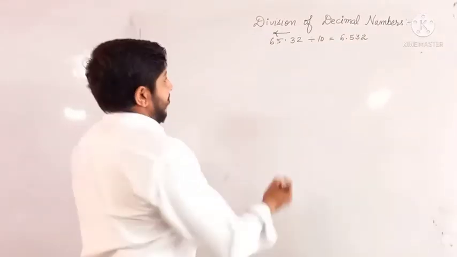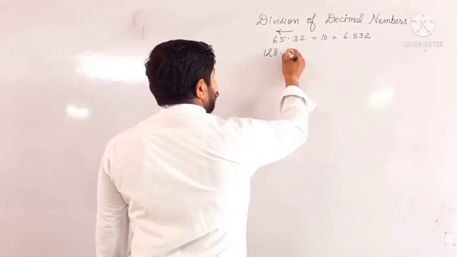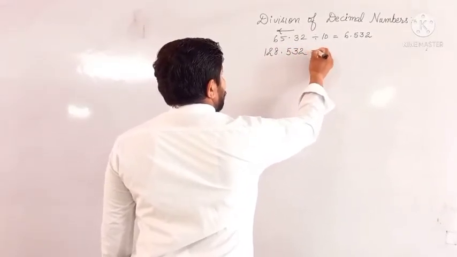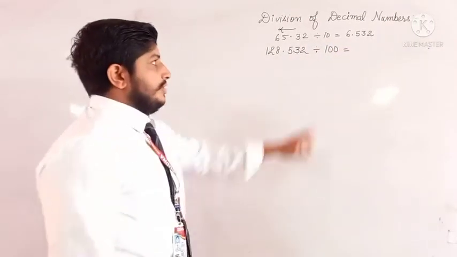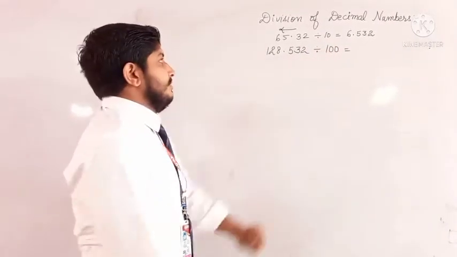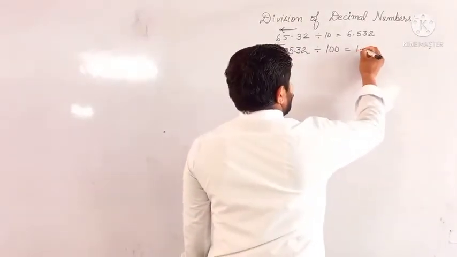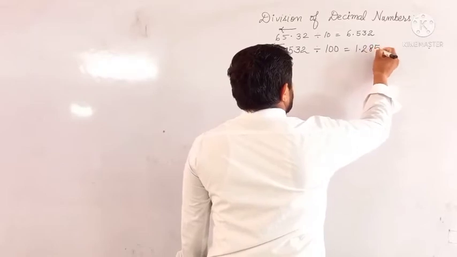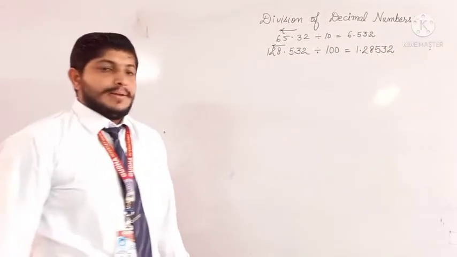Okay, I write one more example here: 128.532 divided by 100. How many zeros are here? Two. So your decimal goes two digits towards the left. And what answer comes? 1.28532. We do it like this directly.